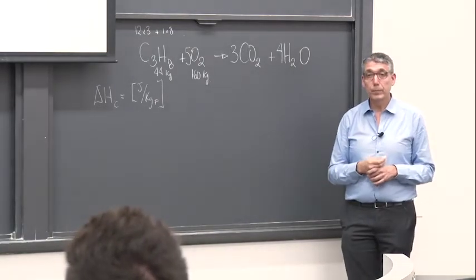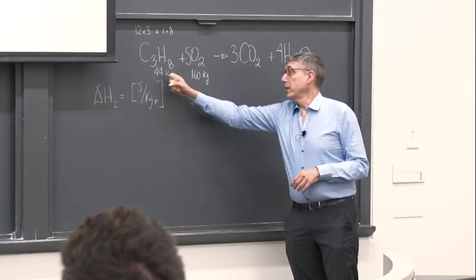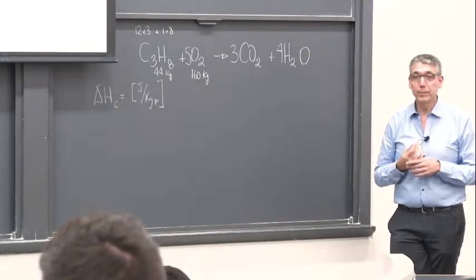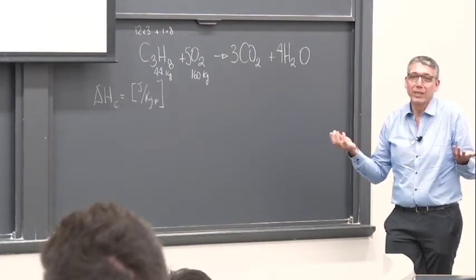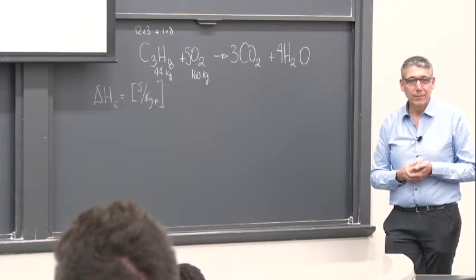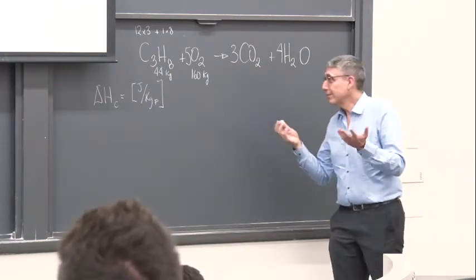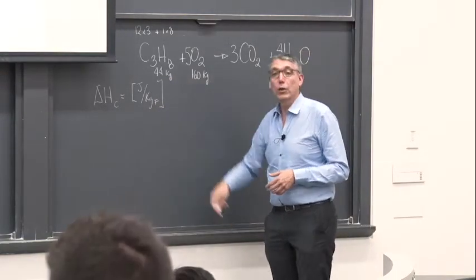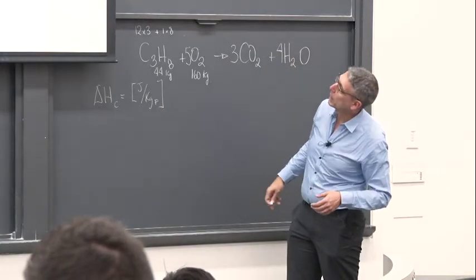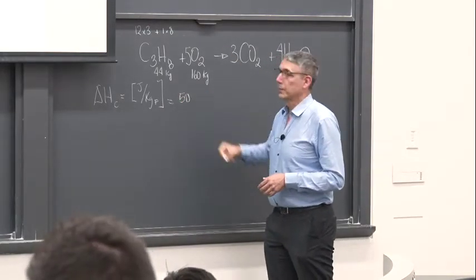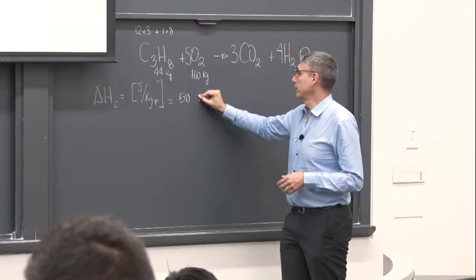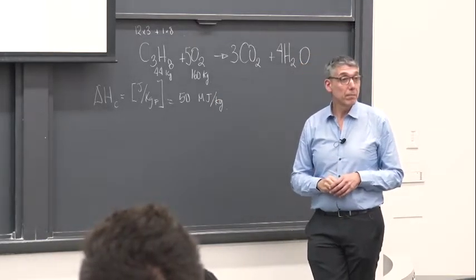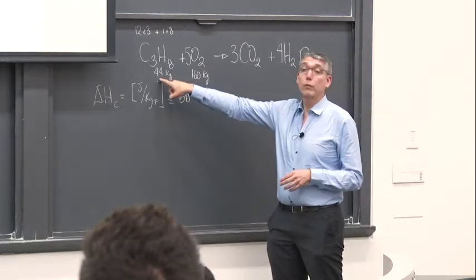Are we happy with that? So, what is the ratio between 160 and 44? Can anybody divide? It's 3 point something, but about 4? Okay. So effectively, if I was to get the heat of combustion per kilogram of fuel, I will get approximately 50 megajoules per kilogram. Is that okay? Is that clear? Yes? So that burns with 44.